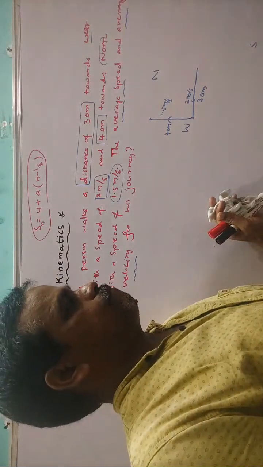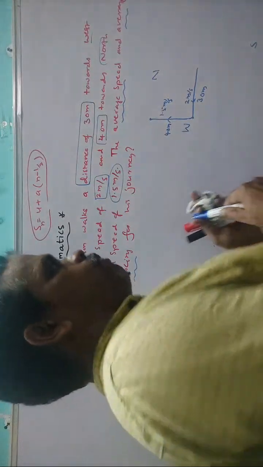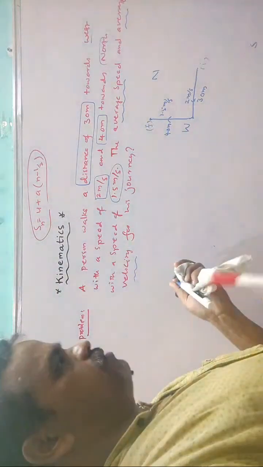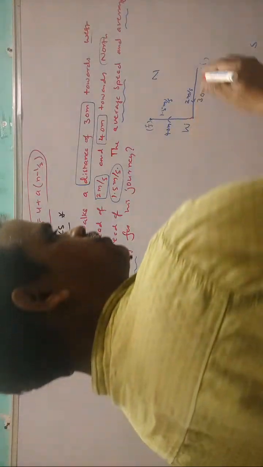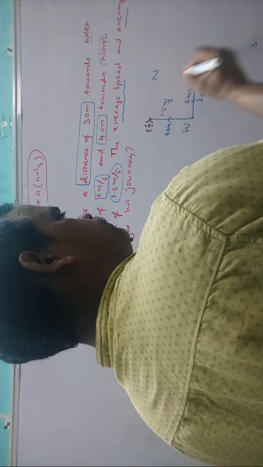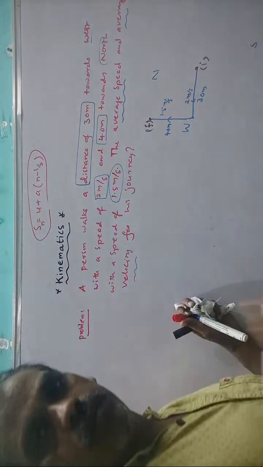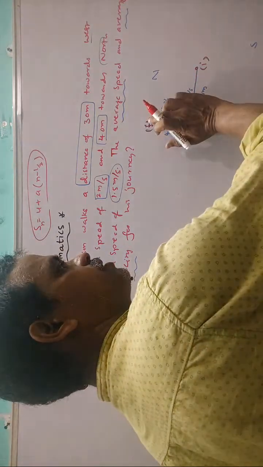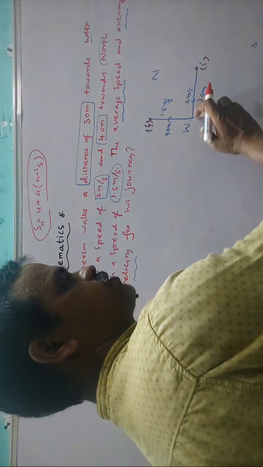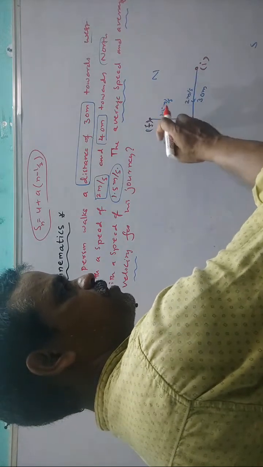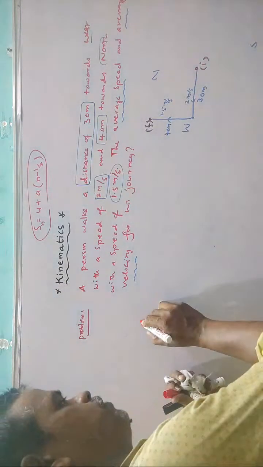Then, this is the initial position, this will be the final position. So he traveled in this direction, first initially towards west, then towards north. He traveled 30 meter at 2 meter per second, 40 meter at 1.5 meter per second.